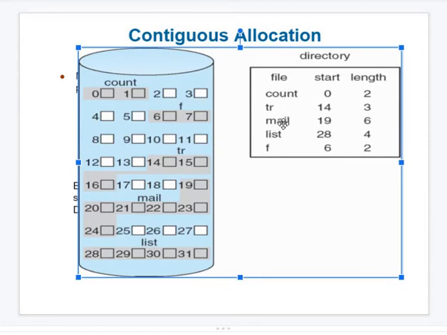The third file is mail. The number is 19th. From there, 6. You can see 19th is the first, 20 is second, 21 is third, 22 is fourth, 23rd is fifth, 24th is sixth. So 19th to 24th is for mail. The next one is list. Starting is 28th, length is 4. You can see 28, 29, 30, 31. So these all are for the list file.